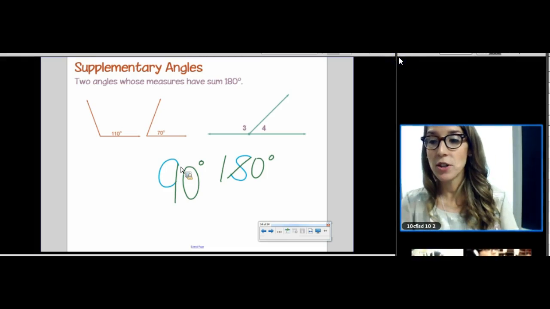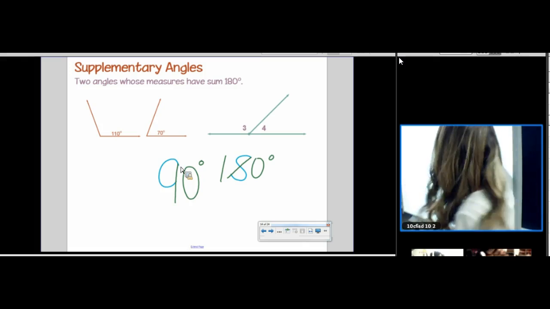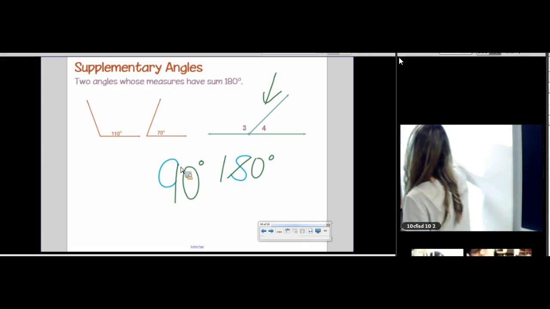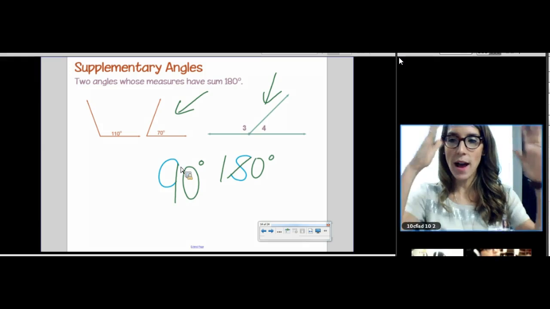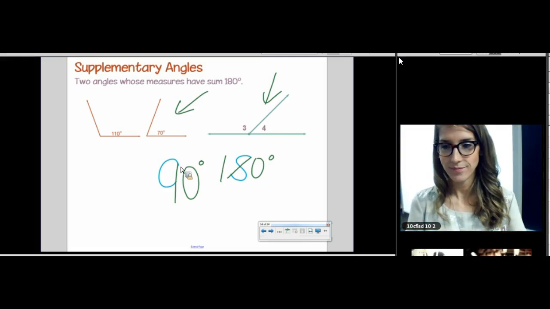Kendra, complementary and supplementary can be adjacent. They can be adjacent, but then they can not be adjacent. So they don't have to be adjacent. That's why I showed you both pictures.